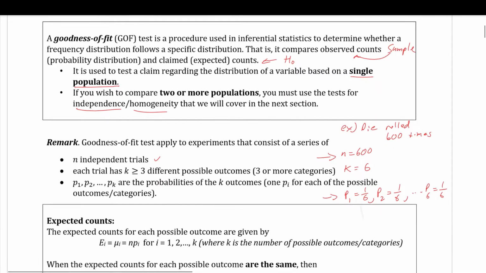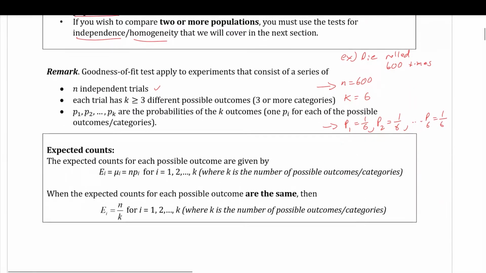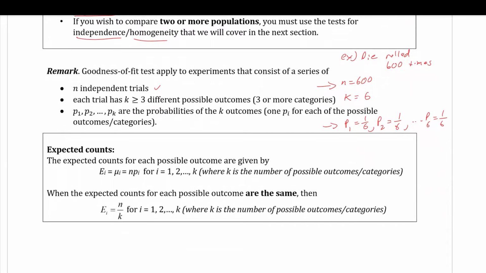We'll do some more. Okay, now what are the expected counts? Well, there are two different situations. In general, this first equation applies.